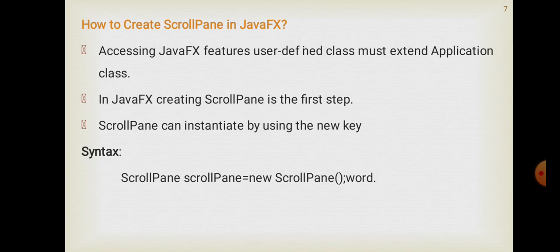And how can we create a ScrollPane in JavaFX? First, we have to create a ScrollPane by using the JavaFX component. Then the ScrollPane can be instantiated by using the new keyword. For example, you have to create an object for this: ScrollPane object is equal to new ScrollPane().